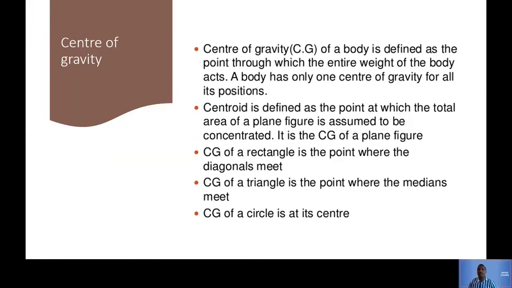Okay, let's get into it. The center of gravity, also known as CG, of a body is defined as the point through which the entire weight of the body acts. If you look at my body right now, there is one point where the entire weight of this body acts, maybe in the middle there, which means that's the concentration of the entire weight of my body in this point.